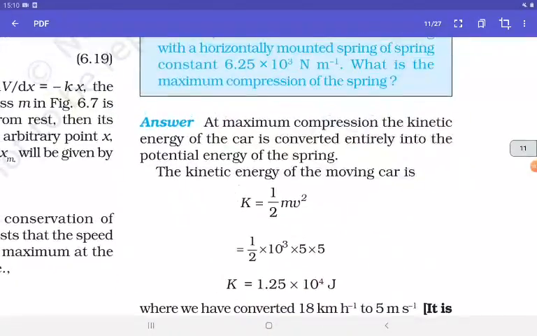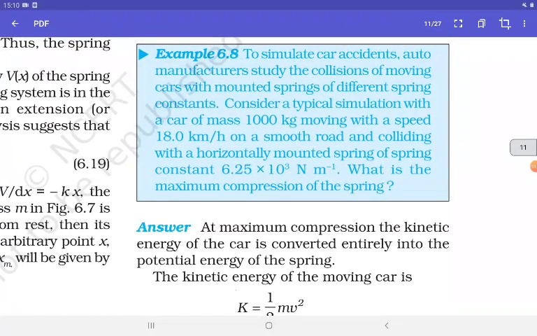Here also we are having some examples. To simulate car accidents, auto manufacturers studied the collisions of moving cars with mounted springs of different spring constants. Consider a typical simulation with a car of mass 1000 kg moving with a speed 18 km per hour on a smooth road and colliding with a horizontally mounted spring of spring constant 6.25 × 10^3 Newton per meter. What is the maximum compression of the spring?